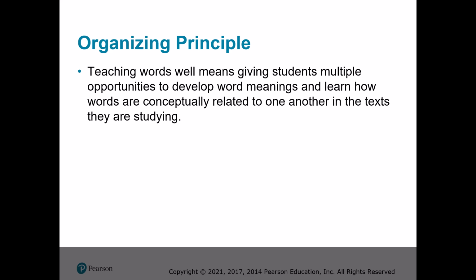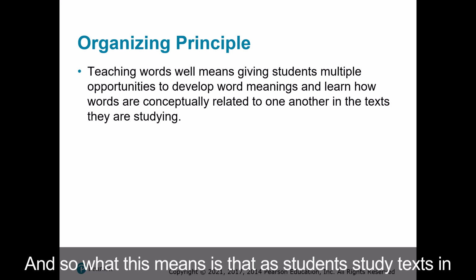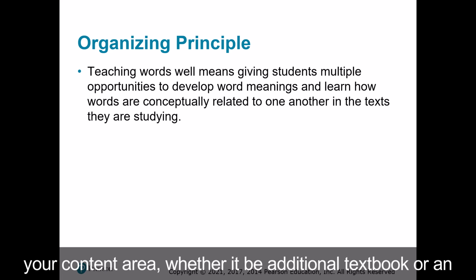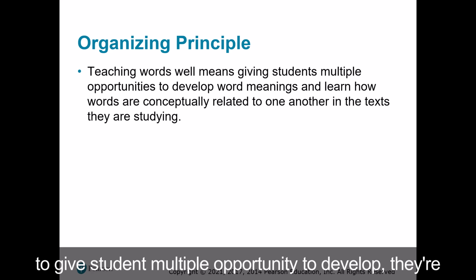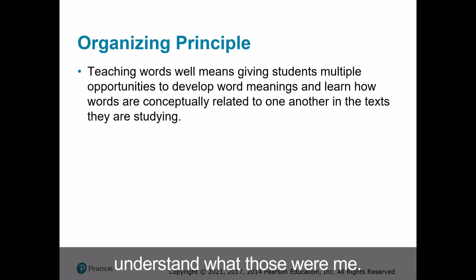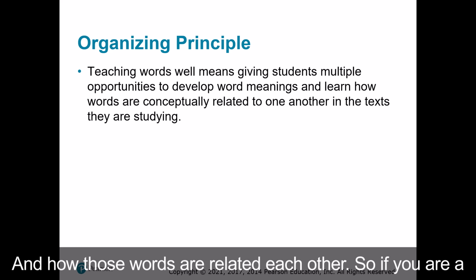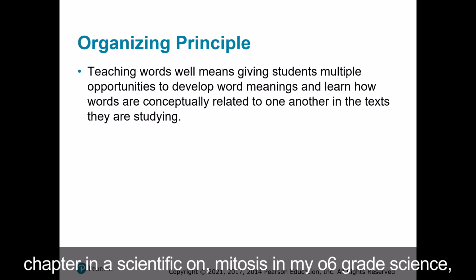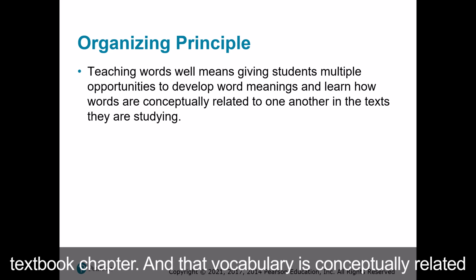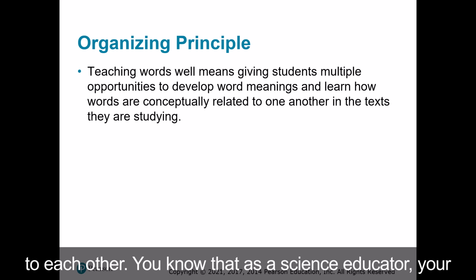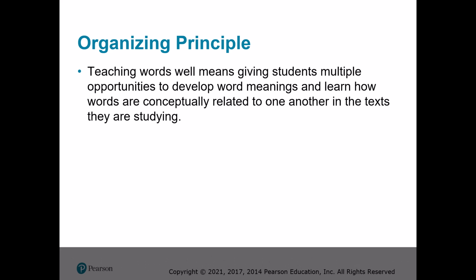explicitly taught. And so, what this means is that as students study texts in your content area, whether it be a traditional textbook or an article in health class, you need to give students multiple opportunities to develop their understandings of what those words mean and how those words are related to each other. So, if you are reading a chapter in a science book on mitosis and meiosis in sixth grade science, there's going to be lots of vocabulary beyond mitosis and meiosis in that textbook chapter, and that vocabulary is conceptually related to each other. You know that as a science educator, your students might not recognize that.